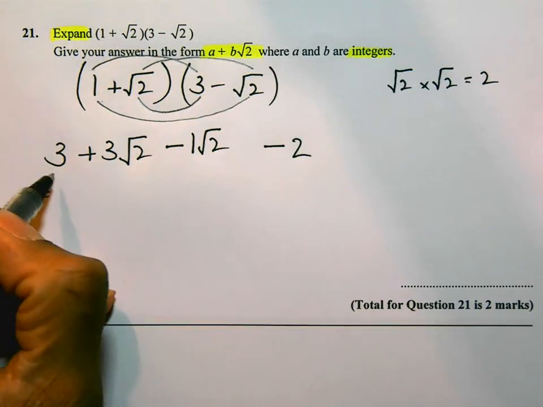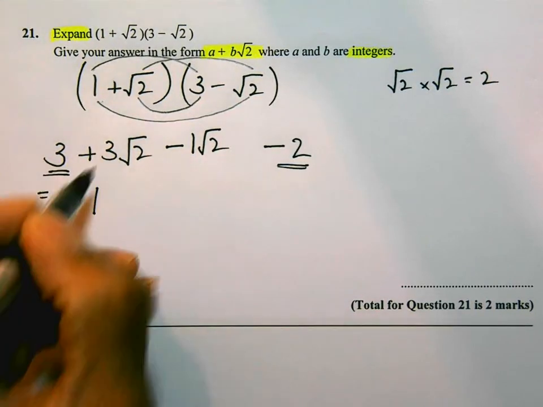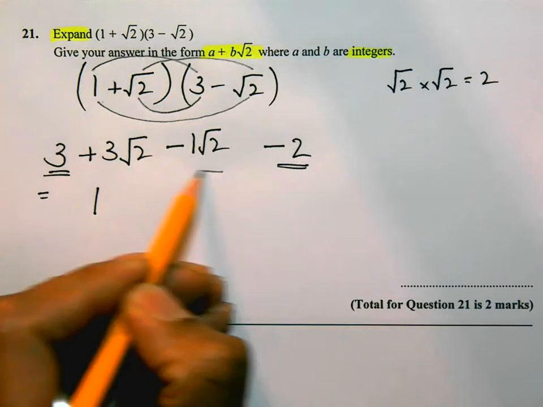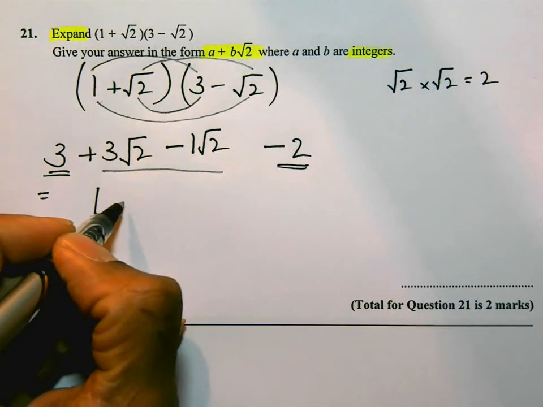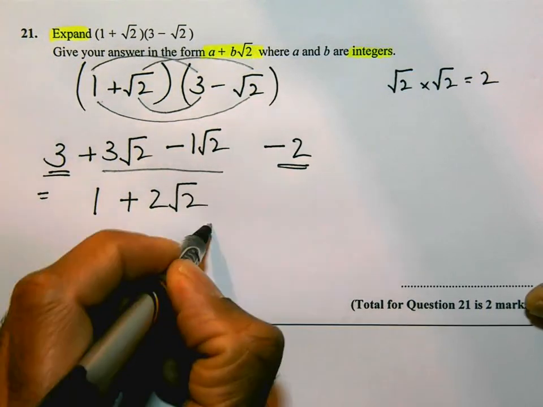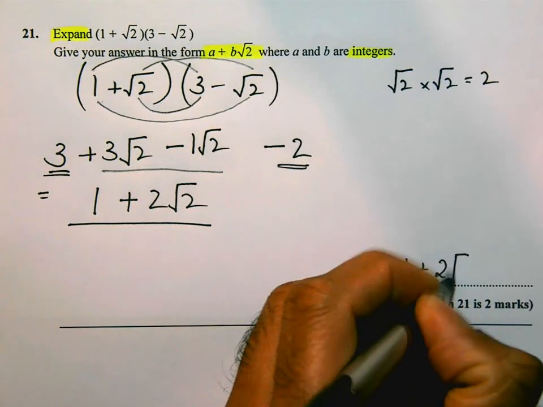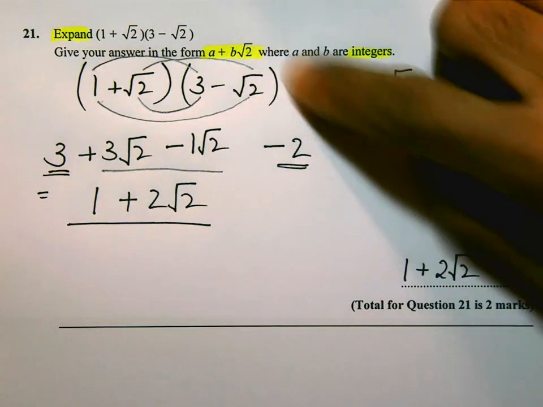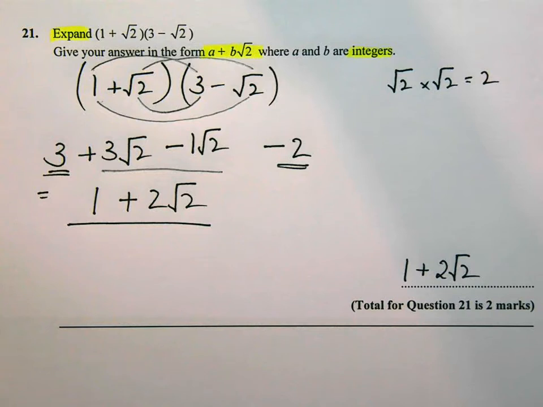I'm going to handle the whole numbers first. So 3 take away 2 is 1. And if you think about these two, this is what I'm going to simplify and tidy up. Plus 3 root 2 take away 1 root 2 is positive 2 root 2. And that's my answer, and that's what I'm going to write in the answer space. 1 plus 2 root 2. And that's in the form of a plus b root 2. a is 1, b is 2, and they are whole numbers, as you can see.